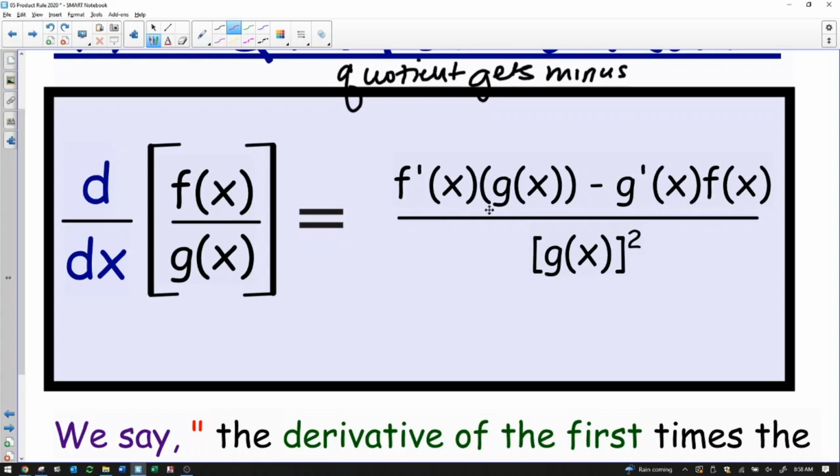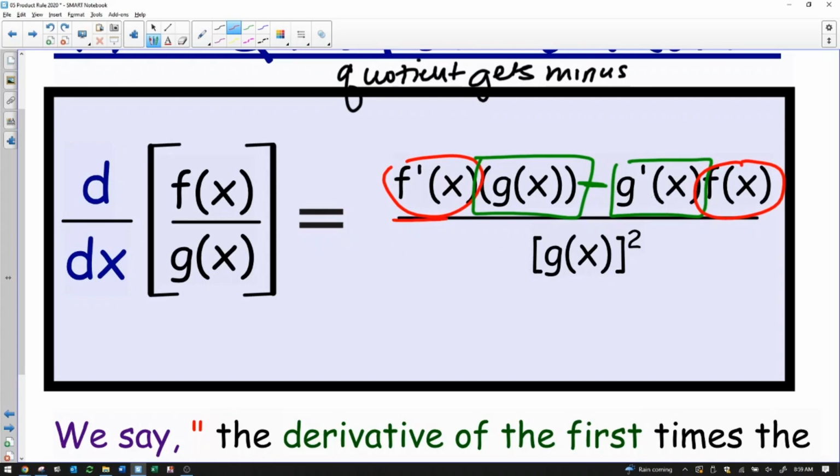And the quotient rule is very similar to the product rule, except different. It goes like this. The derivative of the first times the second, okay? But do you see instead of a plus, what do you have? Minus. The derivative of the second times the first. So you kind of feel good about it, right? It's very similar to the product rule. So go ahead and write this down if you haven't already. It's the derivative of the first times the second minus the derivative of the second times the first.